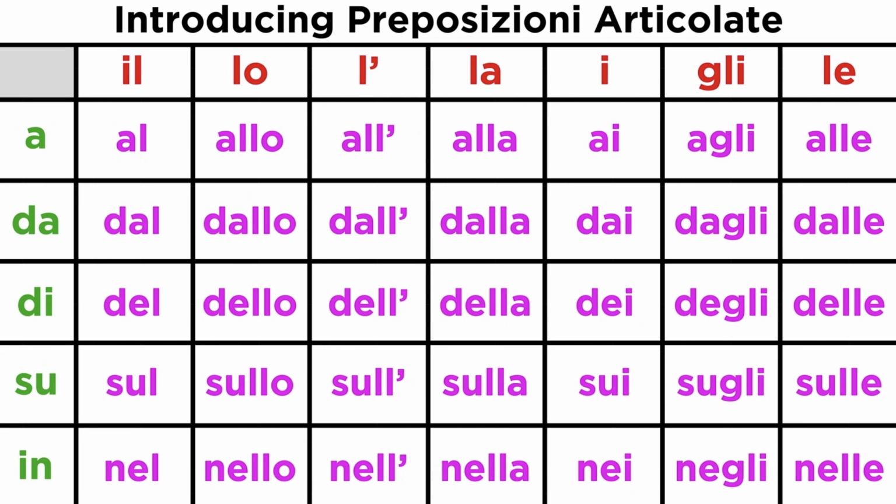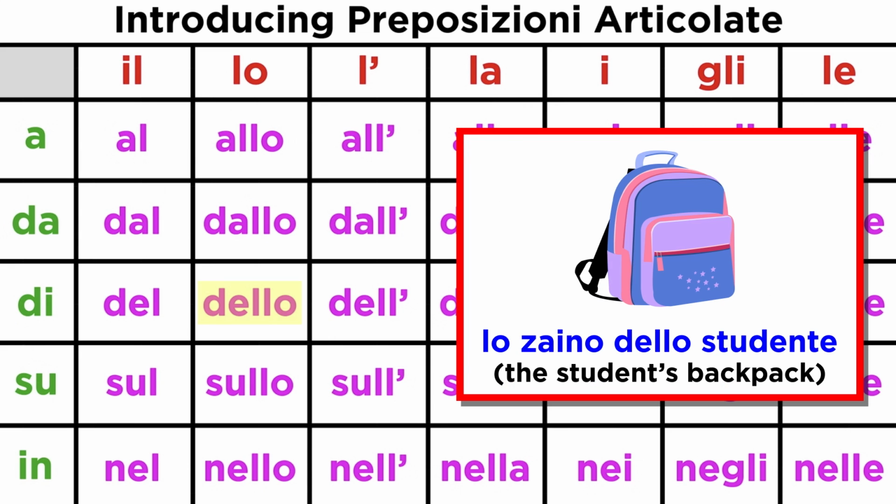The contracted form will be the same as the preposizione articolata you use when you are expressing a specification or possession. If you need to review, you can go back to this tutorial from earlier in the series. Otherwise, let's quickly refresh our memories. Here are all the possible contractions as we learned in that tutorial. So we should understand that if we wanted to say the student's backpack, we could say lo zaino dello studente.